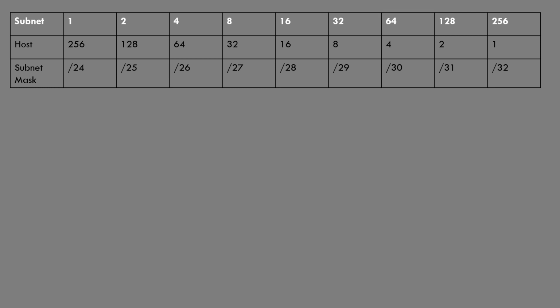We were asked to create 3 subnets, but if you look at the subnet row, there is no 3 subnet. 2 subnets would be too few, which we cannot take. So we'll go for the subnet of 4, which will accommodate 64 hosts.